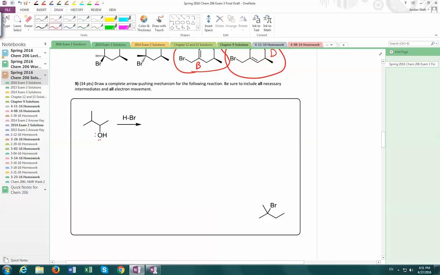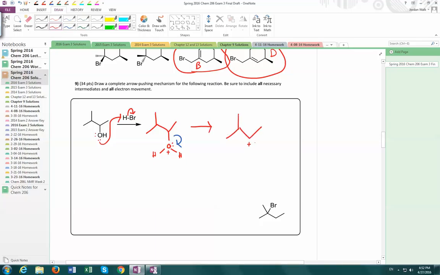Okay, so we've got an alcohol, we've got a strong acid. What's the first step? Yeah, I mean, it's going to be acid-base chemistry, and so with our strong acid, we protonate our alcohol. All right, so that will lead to this. And so what's the point of protonating an alcohol? So they can leave. Yeah, that turns it into a good leaving group, so we're going to be doing an SN1 reaction.